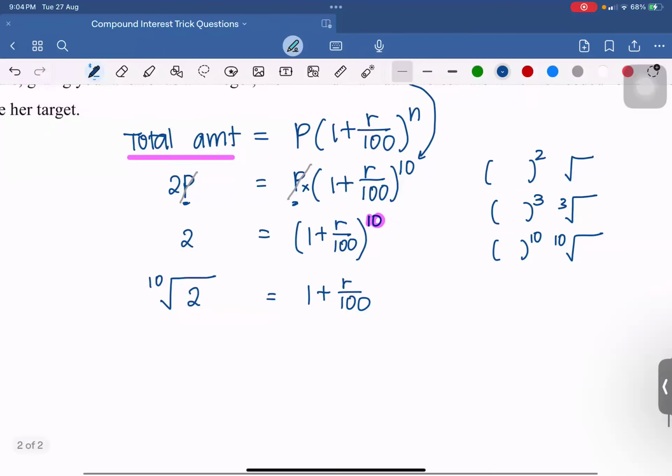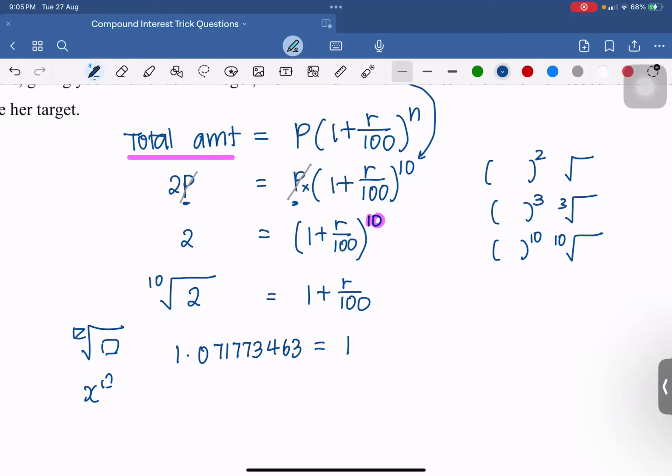Let's see what is the 10th root of 2. How do you press this? Shift, then look for the button above the X square button. Then key in the number 10 inside the small square, then the number 2. Then I got my answer, 1.071773463. So whatever this number is equals 1 plus something. Next, how do I get R over 100?